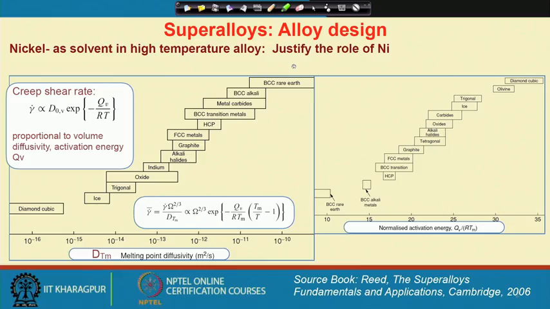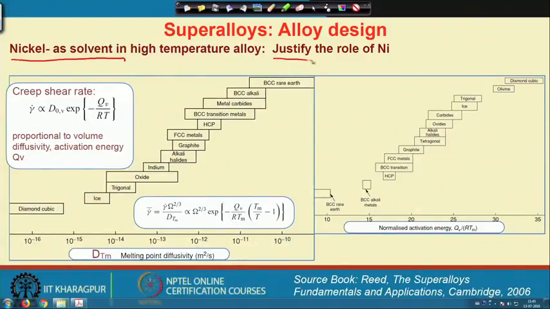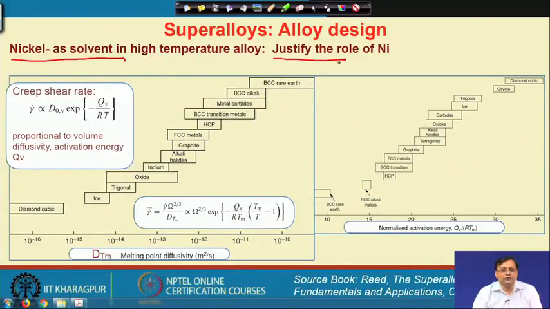So, let us start our discussion with this topic: why nickel is used as a solvent in these high temperature alloys, the superalloys, which is the topic of our interest. We need to understand or justify the role of nickel. Creep has been discussed a little regarding the high temperature performance of aluminide and nickel containing alloys, and also thoria dispersed tungsten and so on.